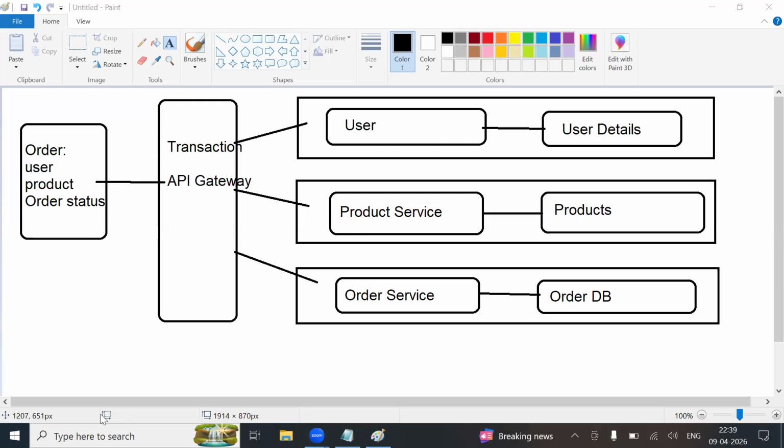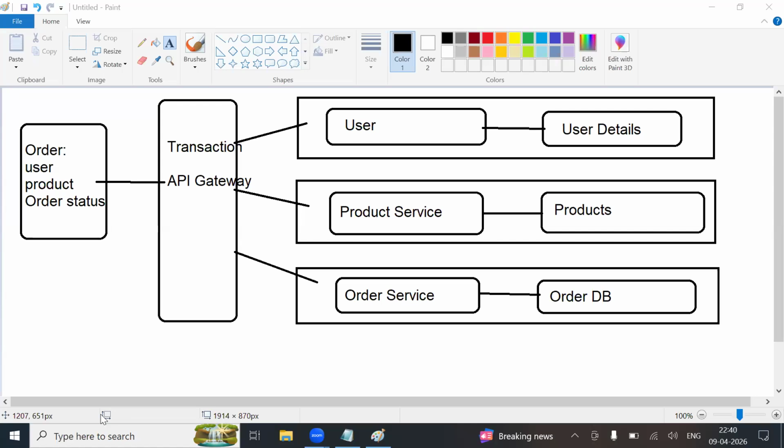Sir, in the order service, the product service and user service are related, correct? So the user and product should be in the order database? Only the user ID and product ID will be in the order database, not the entire schema of the product service. Okay. How will they talk with each other? With the transaction, through the API gateway only.